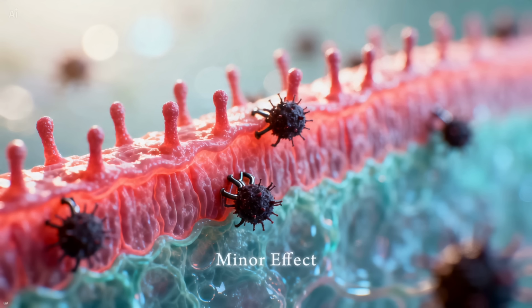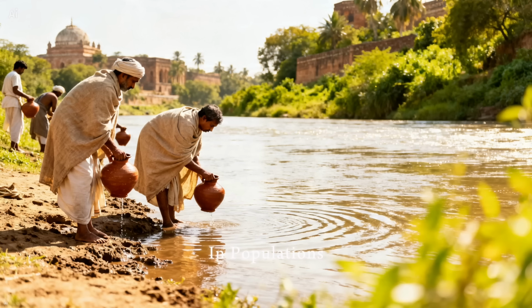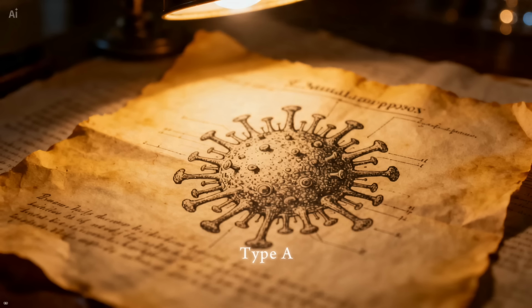This is not a minor effect. Type O people are significantly more susceptible to cholera. The bacterium uses the blood type antigen system to infect intestinal cells. In populations historically exposed to cholera, particularly in South and Southeast Asia, this susceptibility would have been a genuine survival disadvantage. Type A people, on the other hand, are more susceptible to smallpox.